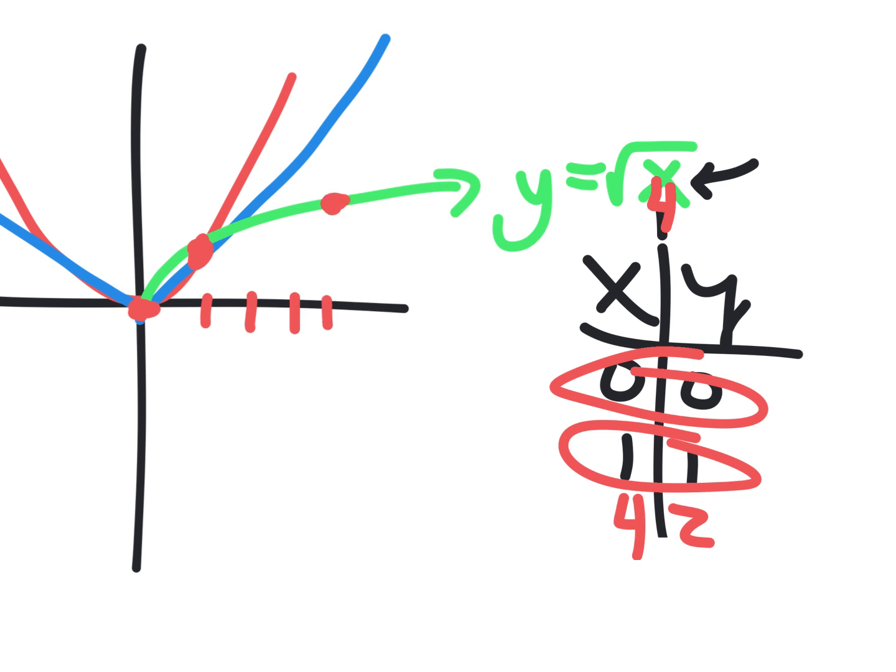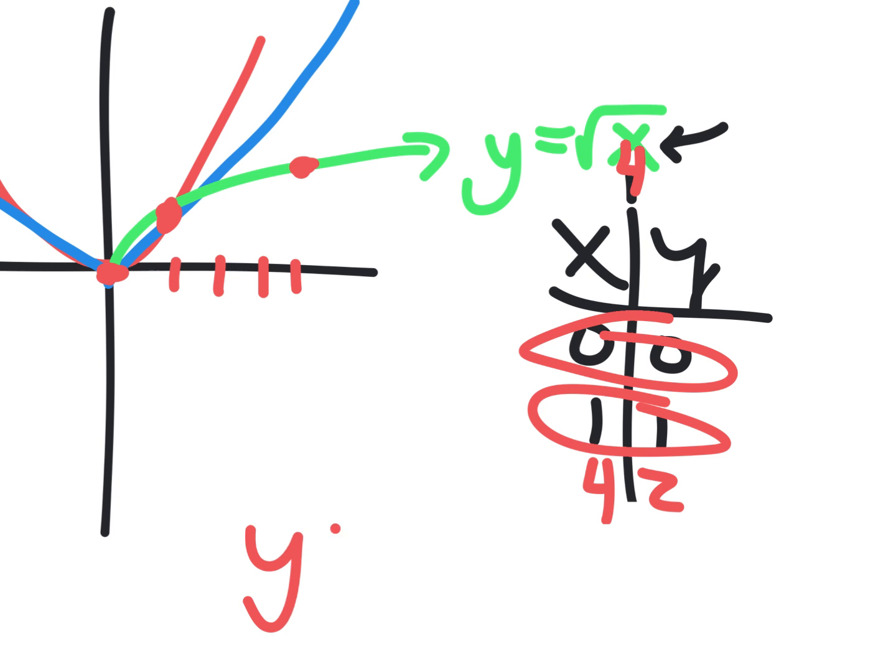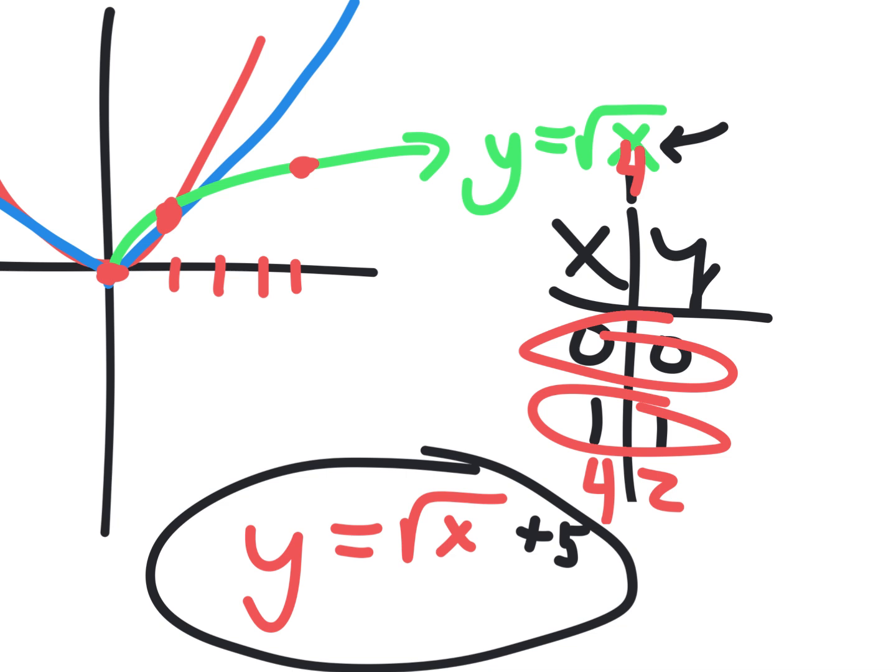See how that square root graph is going? That green one is the square root graph. So if I take a square root and I say, I don't want it to be in the normal spot, I want to go plus 5 to it. I just moved it somewhere. Where would it go?